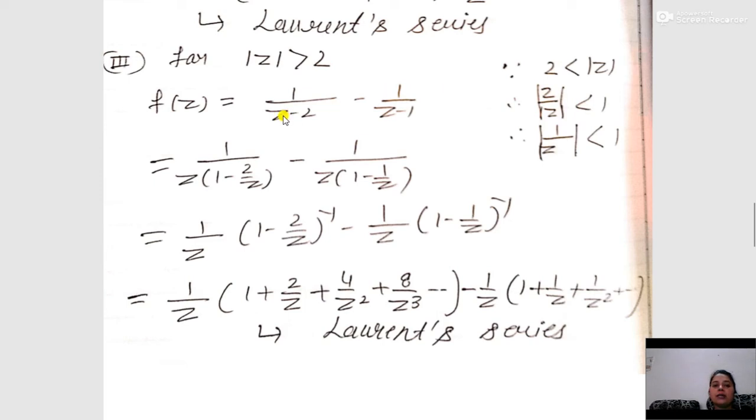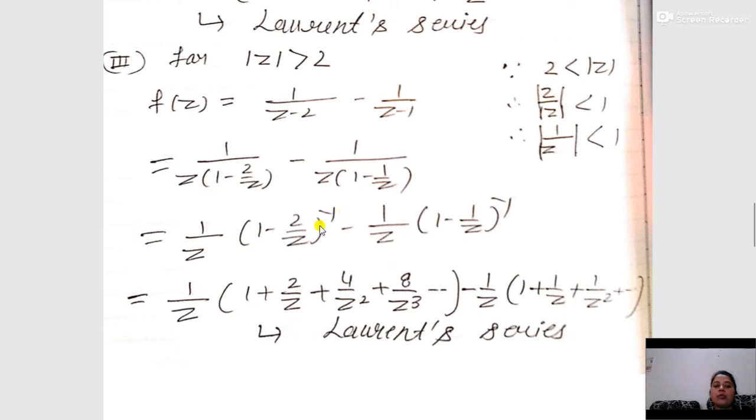So by taking z common in the first term, it will be 1 upon z into 1 minus 2 by z. Now this mod 2 by z, we have shown that it is less than 1. Therefore this bracket can be expanded using binomial theorem. And from the second term, if we take z as common from the denominator, it will be z into 1 minus 1 by z, and we have shown that mod of 1 by z is less than 1. Therefore this bracket can be expanded using binomial theorem.